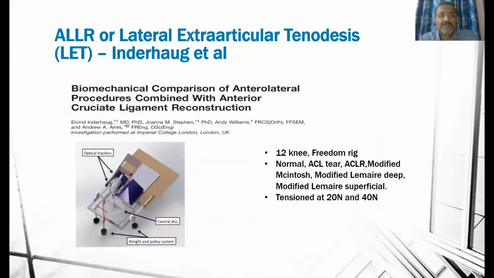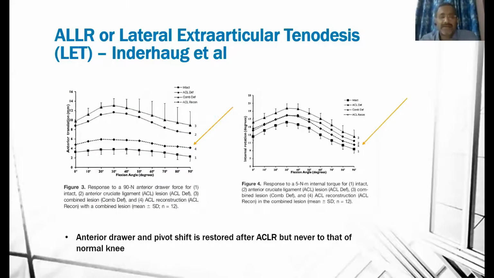Interhog et al. did a cadaveric study using the Freedom robot. They simulated the ACL tear, ACL reconstruction, modified McIntosh, modified Lemaire deep, and modified Lemaire superficial, and tensioned the knees at 20 newtons and 40 newtons. Lemaire superficial is superficial to the LCL, and the deep one is placed deep to the LCL.